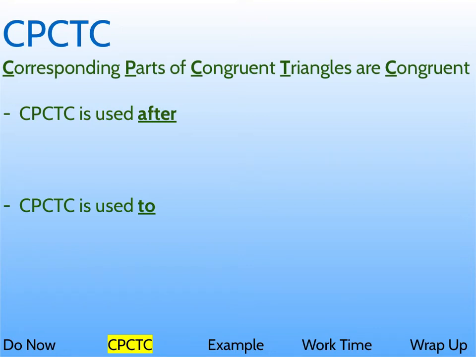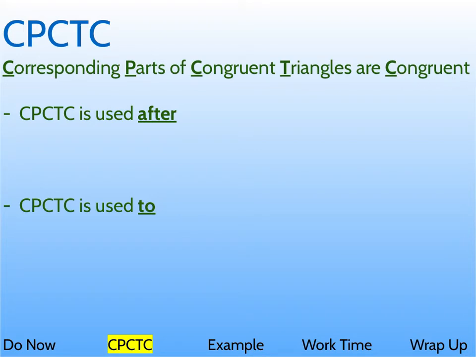So today we're going to look at a thing called CPCTC, which I know is a real mouthful, but if you just remember the important parts of it, the actual words behind it, the corresponding parts of congruent triangles are congruent. So what this means is if you start with congruent triangles, then the corresponding parts, the things that match up, the sides and the angles, are going to be congruent to each other as well, which makes perfect sense. If you have two triangles that are the same, then the pieces that match up are also the same.